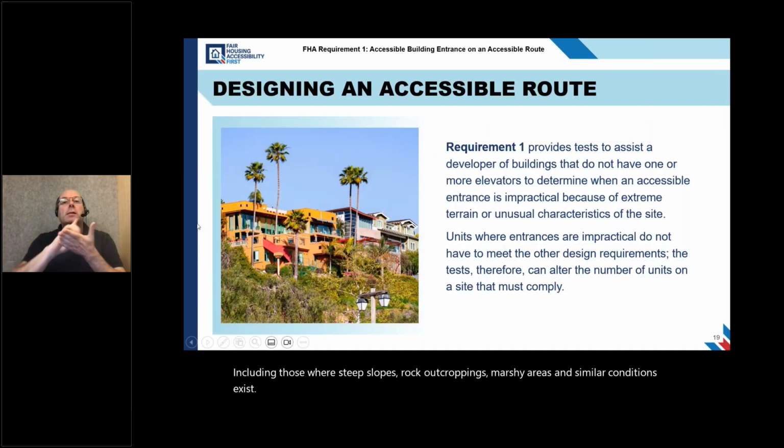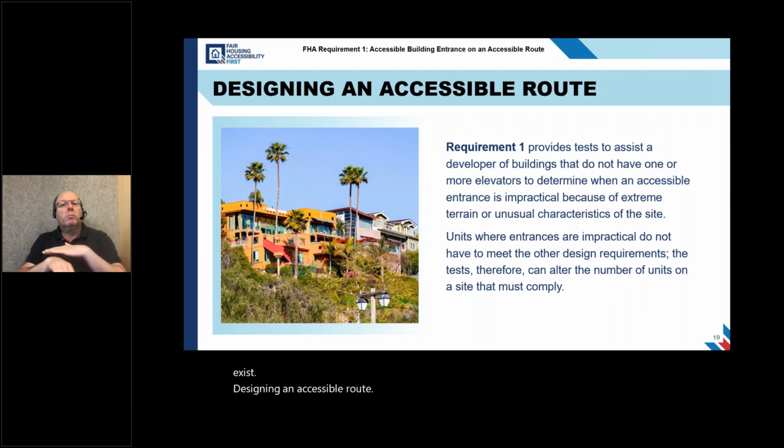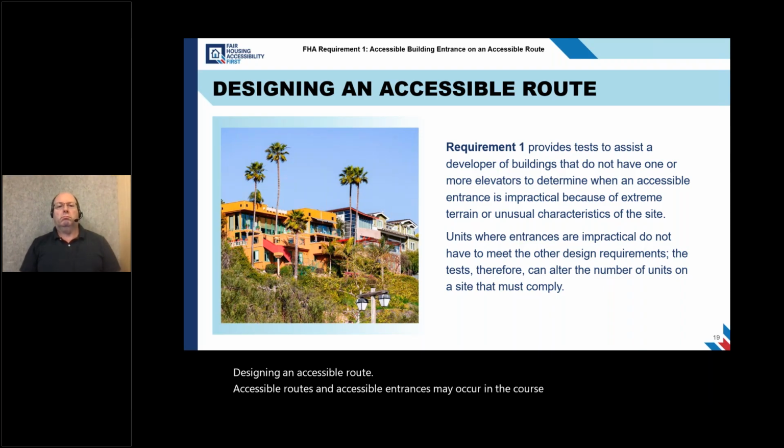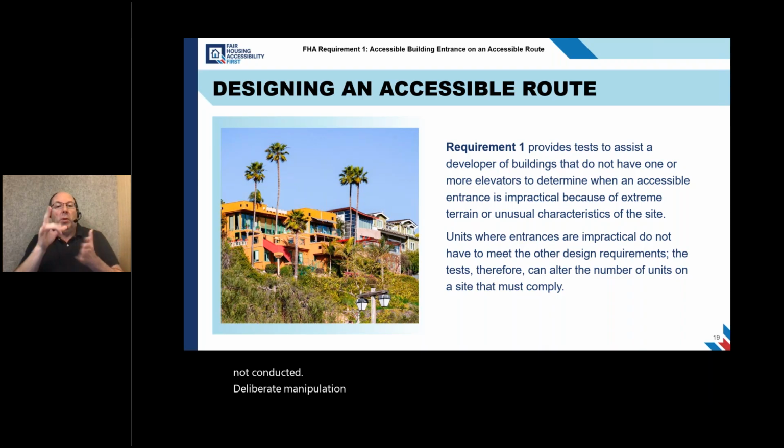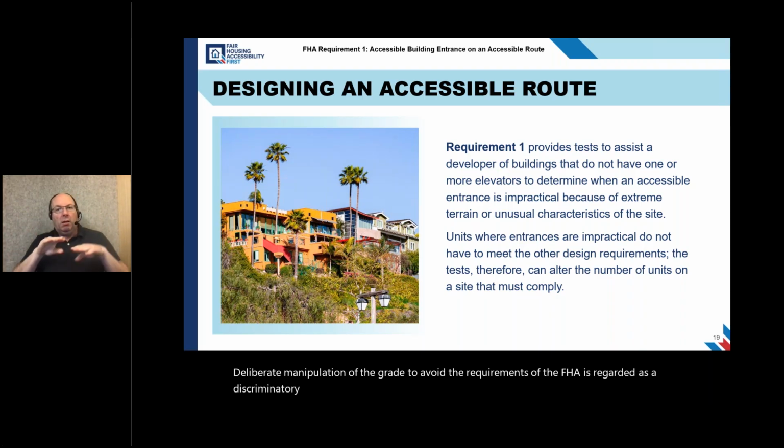Designing an accessible route. Accessible routes and accessible entrances may occur in the course of any design project. They also may not occur and be expensive to include later if a careful approach to site design is not conducted. Deliberate manipulation of the grade to avoid the requirements of the FHA is regarded as a discriminatory housing practice and must be avoided.